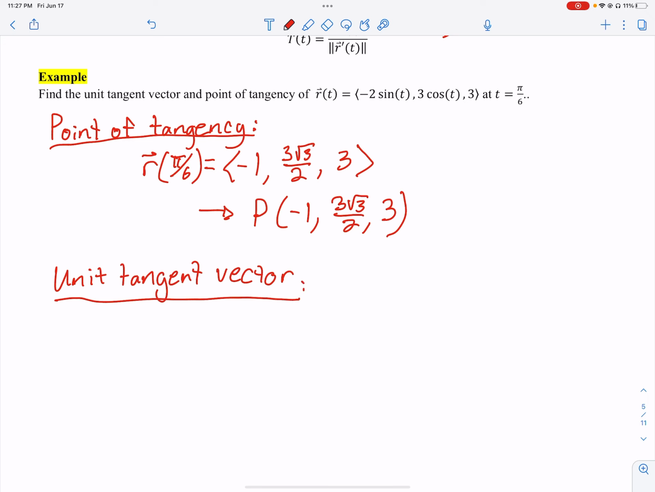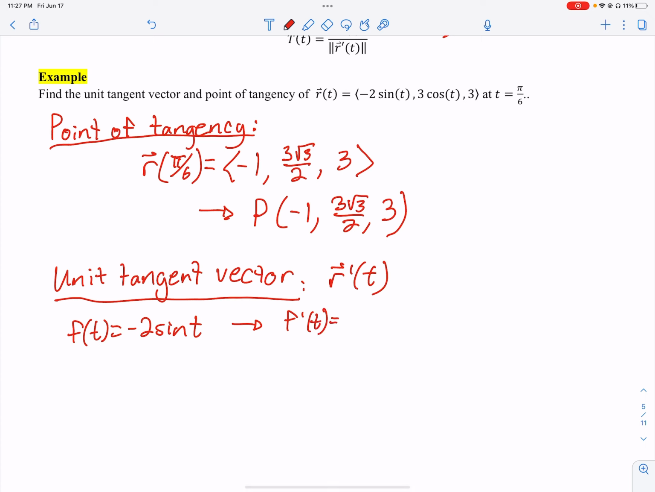Remember, that is just r prime. So we're going to take the derivative of each one. I still think it's a benefit to write out your functions. All right, the derivative of that. Oh, I keep putting x. Tons of habits to break when it comes to these sections.